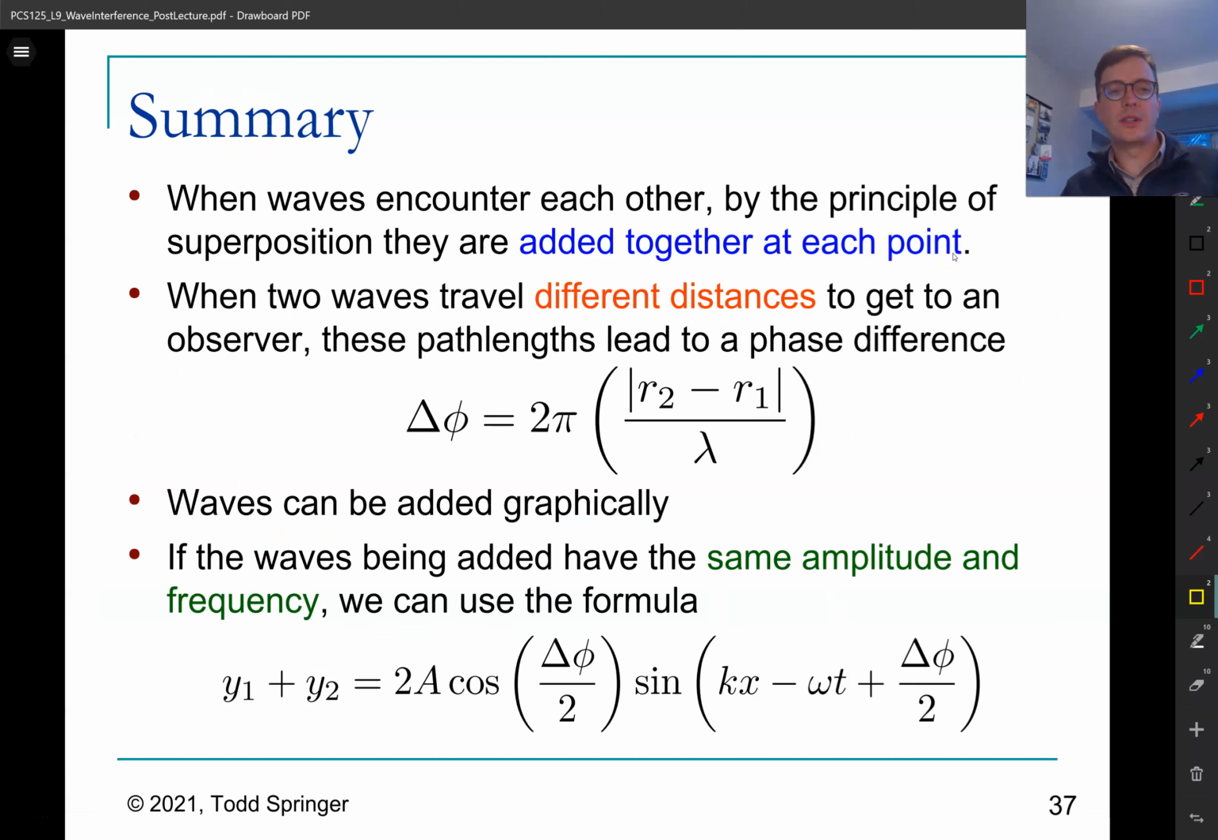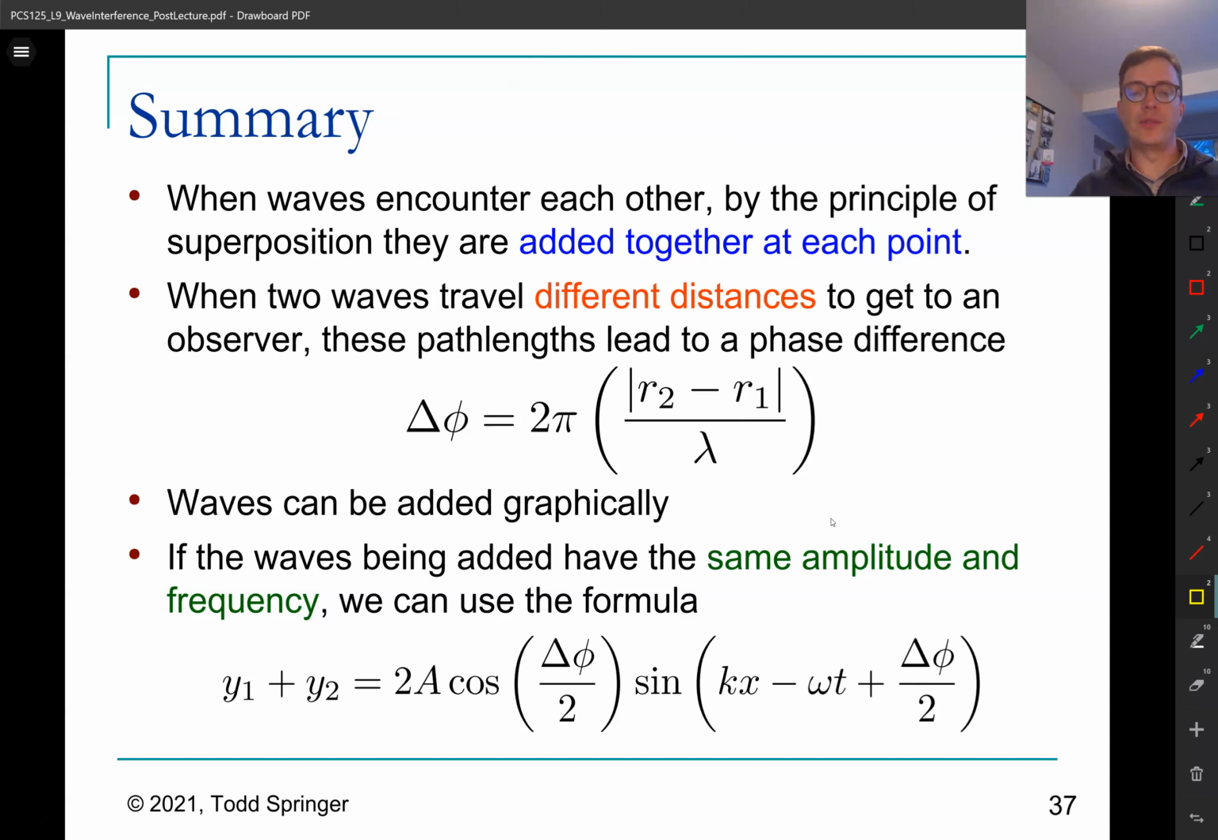Let me summarize. We've talked today about what happens when waves encounter each other. They add up point by point, so the net combined wave is found by adding the value of one wave plus the value of the other wave. That's called the superposition principle. When two waves travel different distances to get to an observer, they'll have a phase difference between them. And the path lengths are related to the phase difference by this equation. So if the extra distance is one wavelength, they're 2 pi out of phase. If the extra distance is half a wavelength, they're pi out of phase. You get the idea.